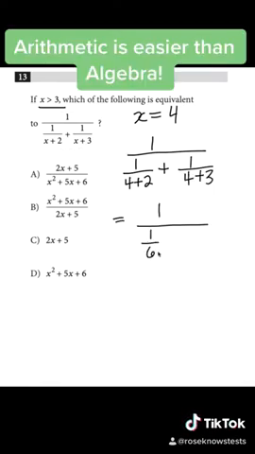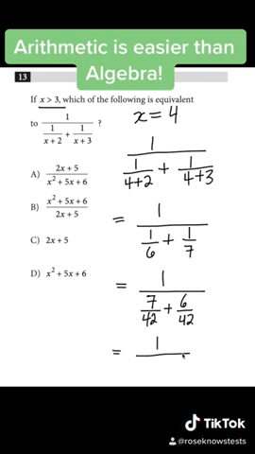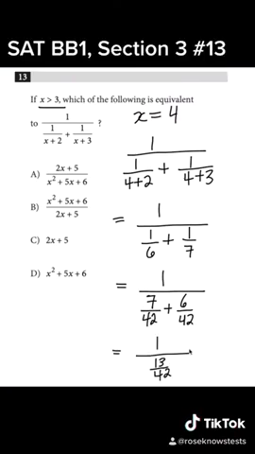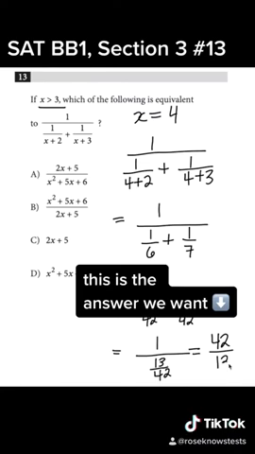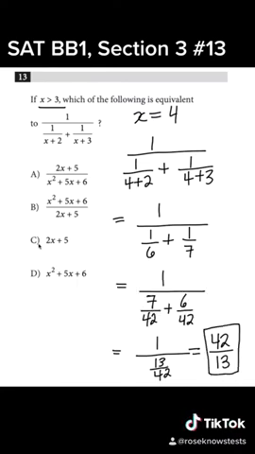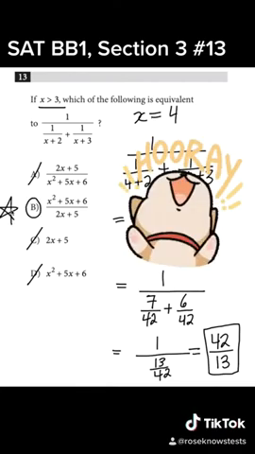Instead of using algebra, all I need to do is some basic arithmetic, like combining fractions and simplifying them. So here I'm finding a common base and adding, and I get 1 over 13 over 42. When you divide by a fraction, you flip it, so you get 42 over 13. Eliminate C and D because they are not fractions. Eliminate A because we know the numerator has to be greater than the denominator. So the answer is B.